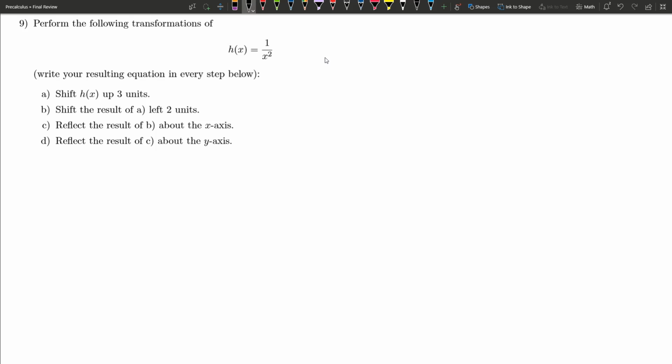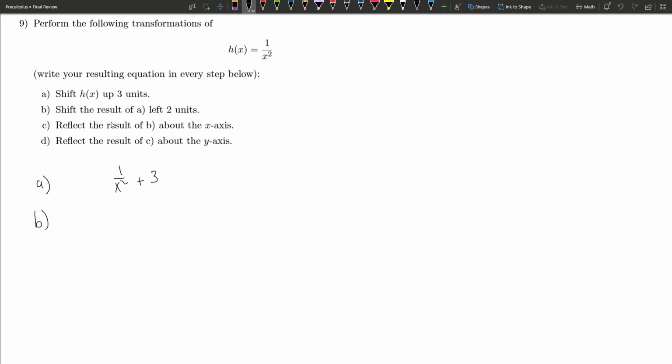So let's begin. If you want to shift something up 3 units, all you have to do is add a number to the side of it. So you're either going, whatever this is, plus 3 in this case, or minus 3 if you wanted to shift it down. So our answer for question A is simply h of x equals 1 over x squared plus 3. And in fact, I don't want to call it h of x anymore because we literally transformed h of x.